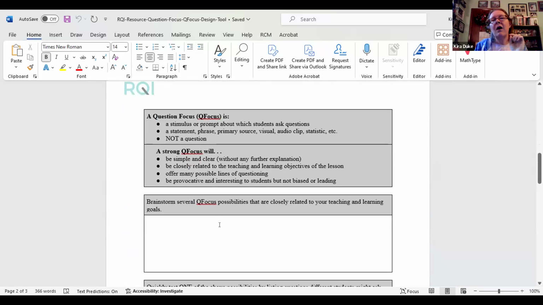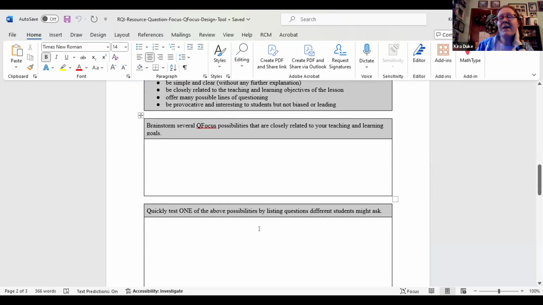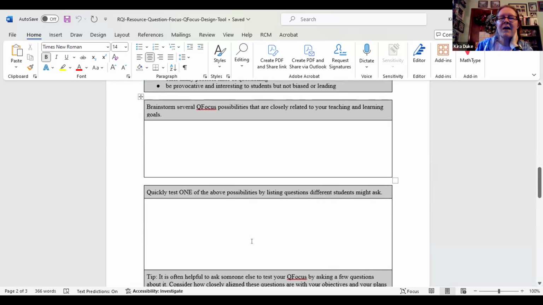And I will tell you, having done this multiple times, selecting a good question focus is probably the most challenging part of this. Because you really want to make sure that what you're using is going to lead to the types of questions that you're hoping to elicit from your group. You want it to be provocative and interesting, but not biased or leading. And again, that is a very fine line to walk sometimes. So this part of the exercise, I think, is the trickiest. And something that they recommend in here is actually having someone test your question focus. So again, that can be very, very helpful.